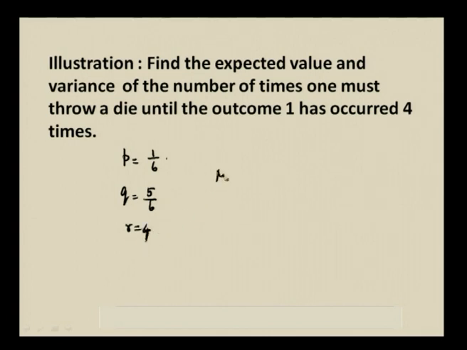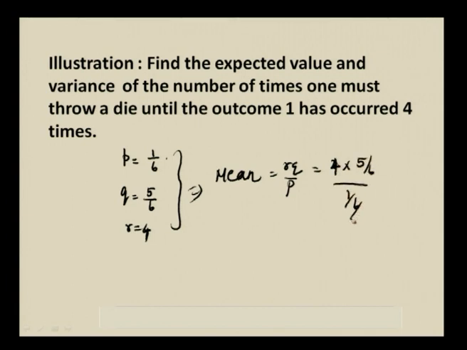So, what is the mean answer? All these things give you mean is equal to RQ by P. What is R? R is 4 and Q is 5 by 6. So, 4 into 5 by 6 by 1 by 6. 6 gets cancelled, answer is 20. So, mean is equal to 20.